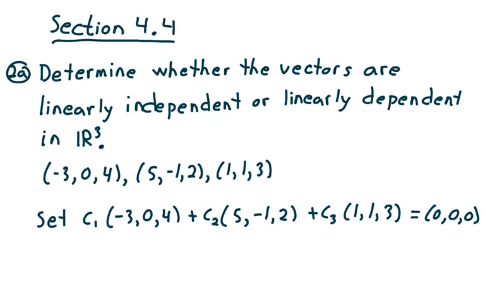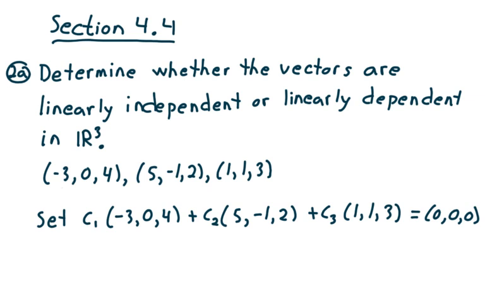This is a video from section 4.4. We're going to look at problem 2a. It says determine whether the vectors are linearly independent or linearly dependent in R3. And we're going to look at the vectors (-3, 0, 4), (5, -1, 2), and (1, 1, 3).